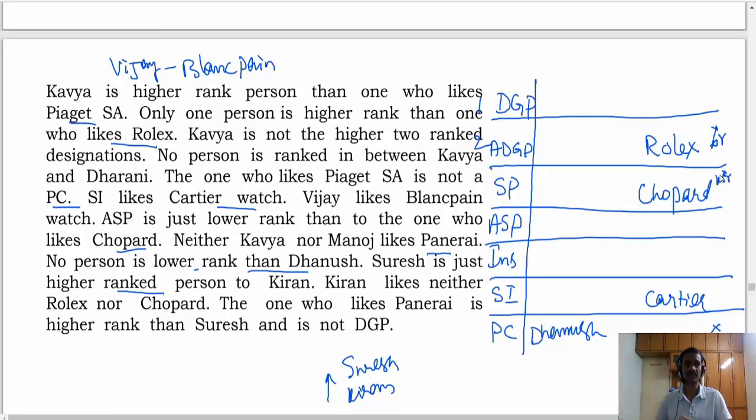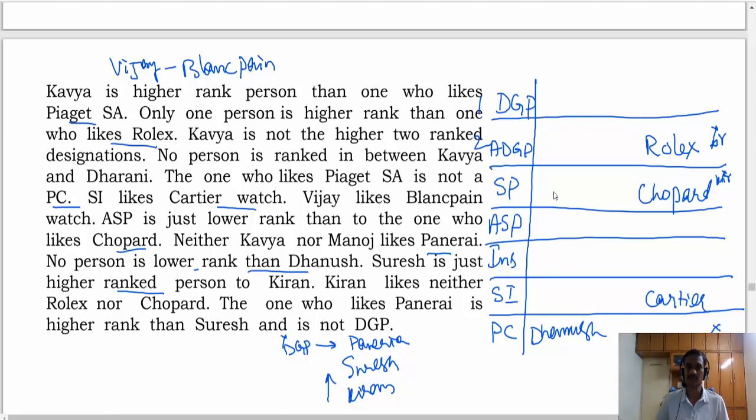The one who likes Panaria is higher rank than Suresh. And he is not a DGP. Now that person is not a DGP. So Suresh and Kiran cannot be here. Kiran and Suresh must be in these three places, isn't it? Then next one.